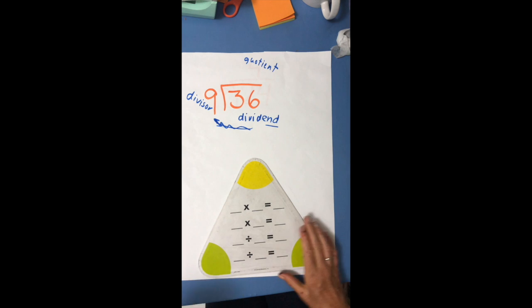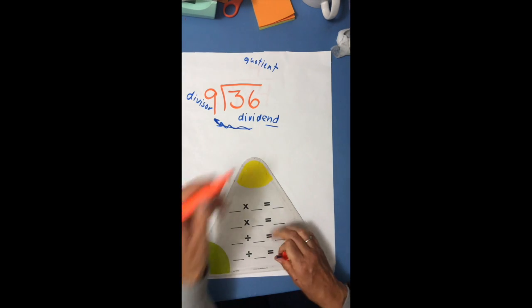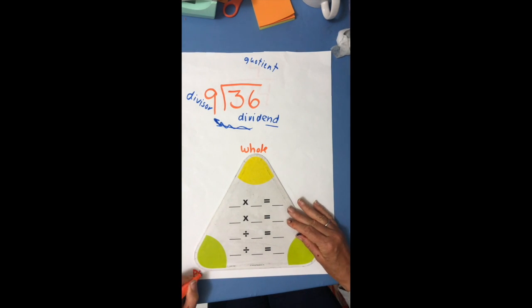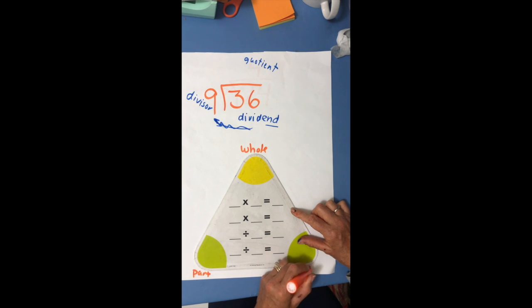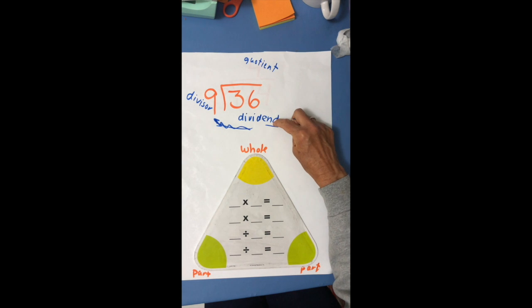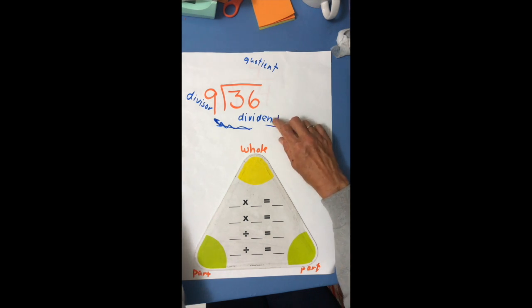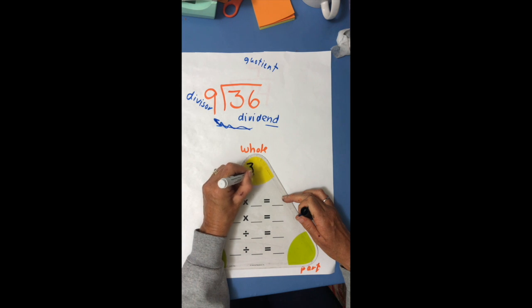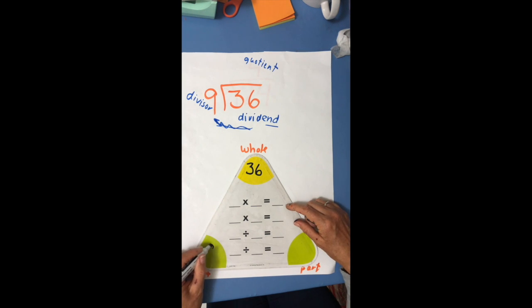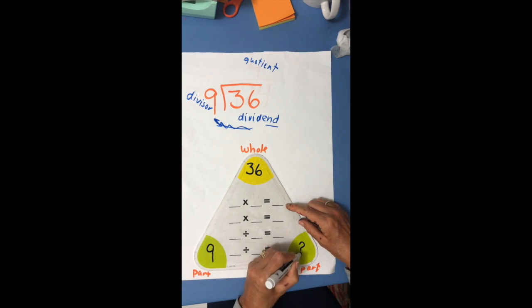So I have my whole, my part, and my part. So I know my whole is going to be the biggest number, and my biggest number is the dividend. It's always what I start with: dividend, divisor, quotient. So dividend would be the biggest, so I'm going to put that on top. So I would put the 36 on top. And then I know this is a part, so I could put it either place. I'll put it here. And this is my question mark.